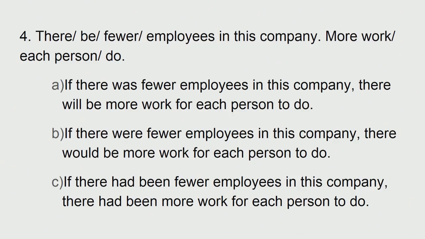Next sentence. There be fewer employees in this company, more work each person do. A. If there was fewer employees in this company, there will be more work for each person to do. B. If there were fewer employees in this company, there would be more work for each person to do. C. If there had been fewer employees in this company, there had been more work for each person to do.